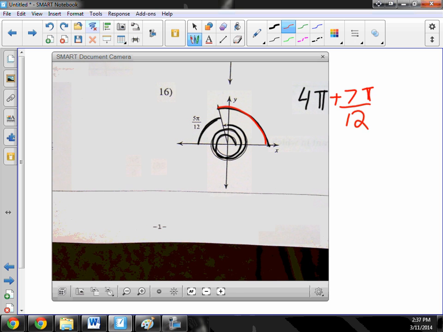So what is 4 plus 7/12? Well, you're just going to add 48 to this. So 55 pi over 12. Does everybody understand that? The 48, 4 times 12. So going around twice, 6, 12, 24, 48, plus 7 more.